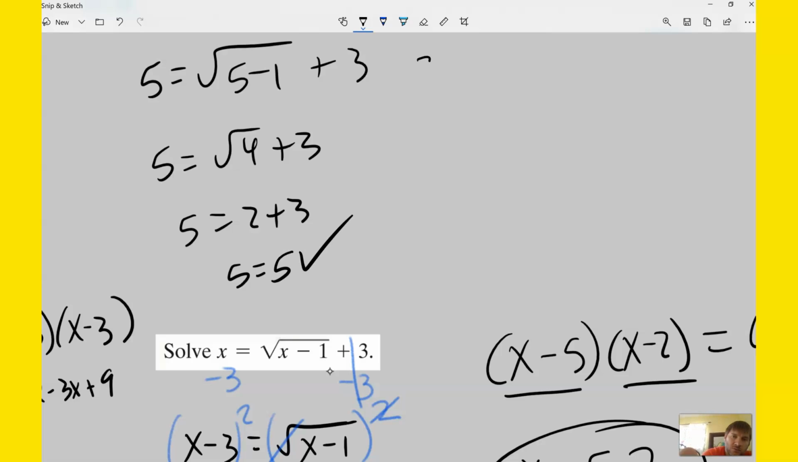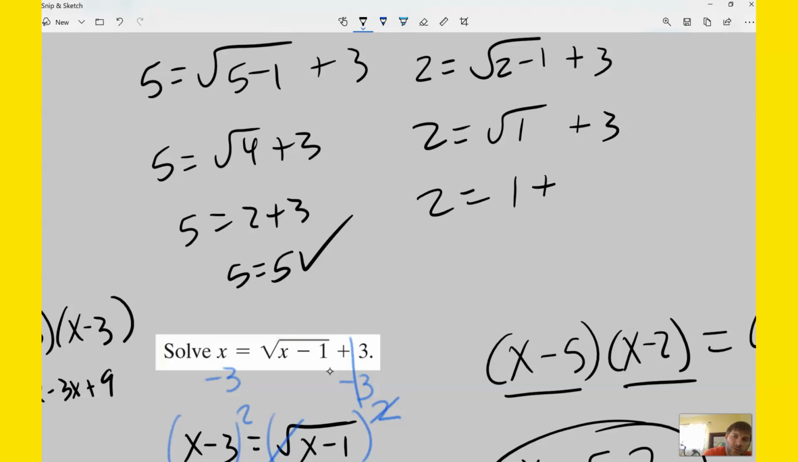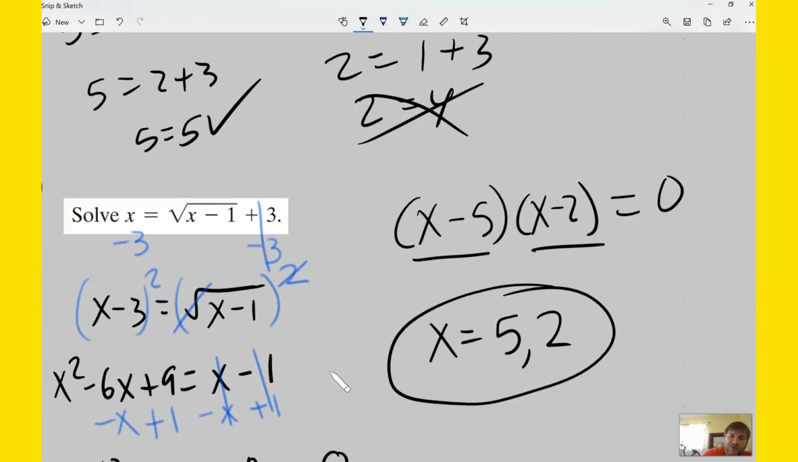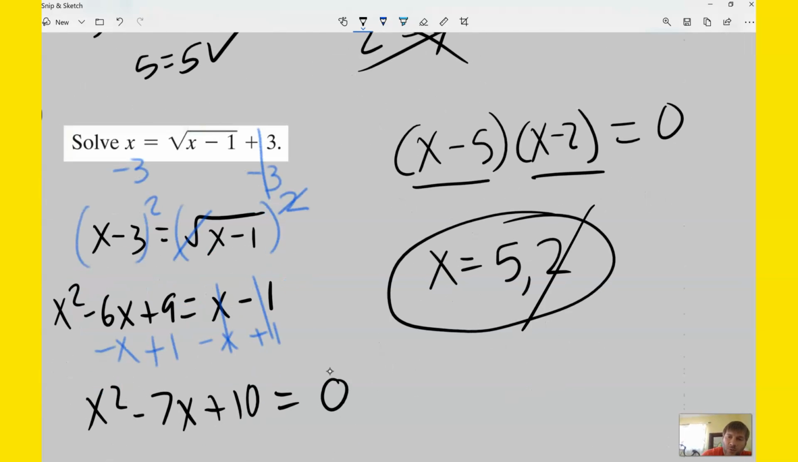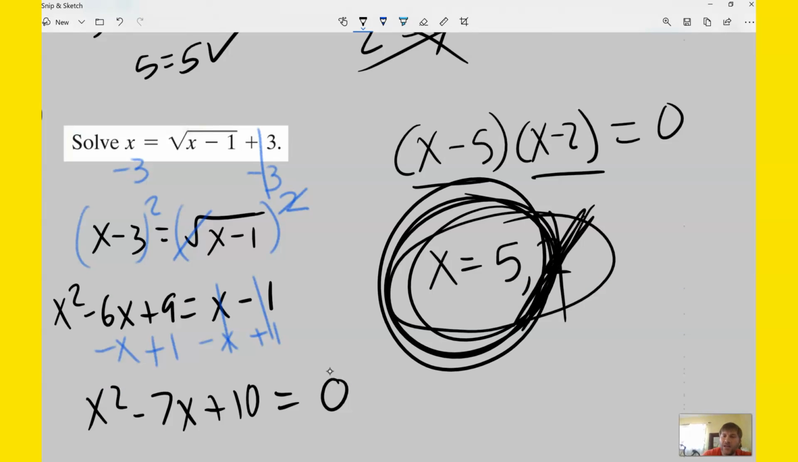Now let me try the 2. 2 equals the square root of 2 minus 1 plus 3. 2 equals the square root of 1 plus 3. 2 equals 1 plus 3. 2 equals 4. Doesn't work. So the 5 works, but the 2 does not work. So really the answer is just x equals 5 on that problem.